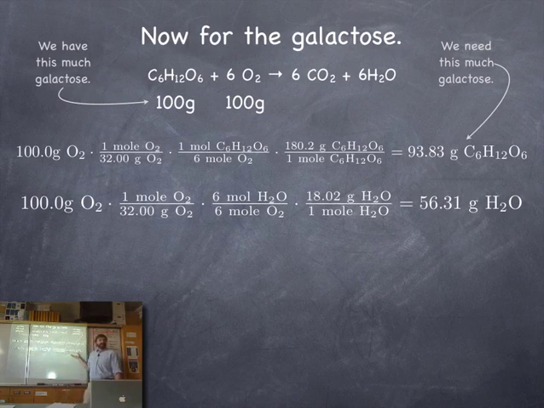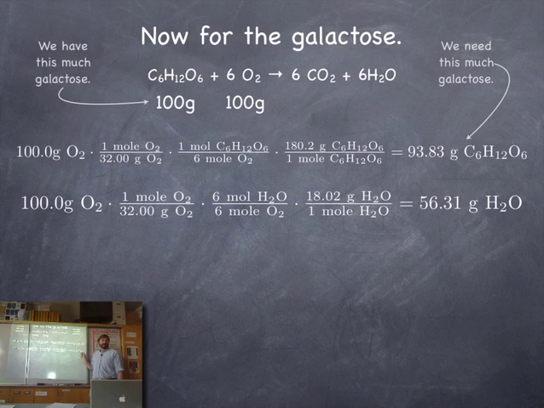These stoichiometry calculations presume that whatever you're starting with is going to get completely used up. That's why we can't start with the galactose, because the galactose isn't going to get completely used up. I'm going to have this left over in the container after I'm done. So, grams to moles, mole ratio, 6 oxygens to 6 waters, and then back from moles to grams. I find out that I will make 56.31 grams of water.